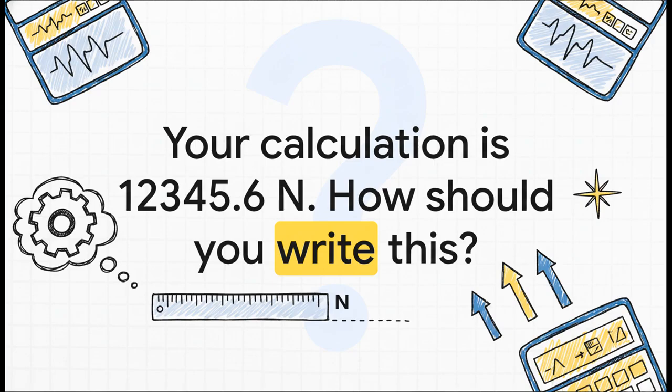All right, let's put this into practice with a really common situation. You're working on a problem, you punch the numbers into your calculator, and it spits out an answer like this: 12,345.6 newtons. So the question is, how do we write this like a professional engineer?